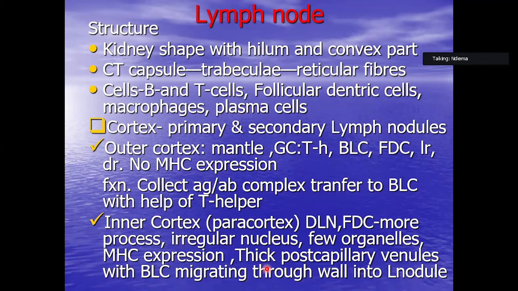In the inner cortex, the endothelium is thick and contains what you refer to as high endothelial venules. The high endothelial venules are very important in allowing migration of lymphocytes back into circulation. That's why we say that the lymph node is very important in recirculation of lymphocytes.